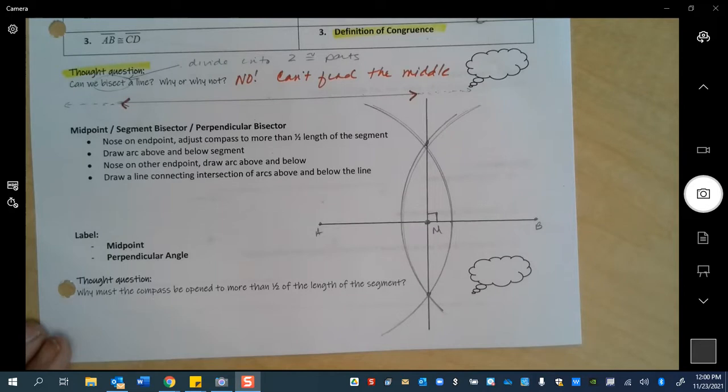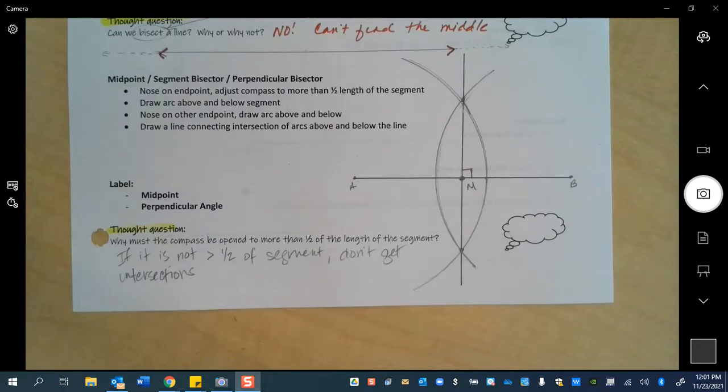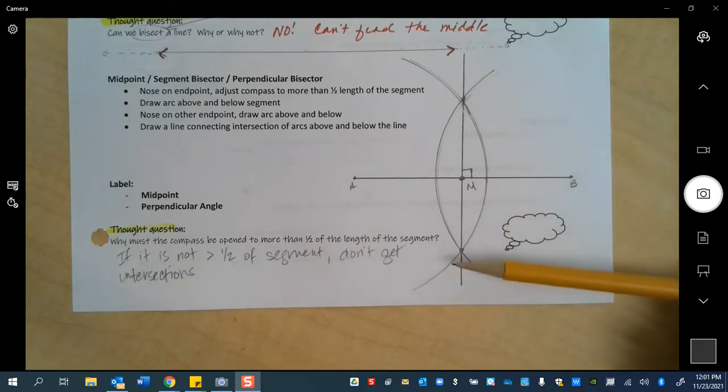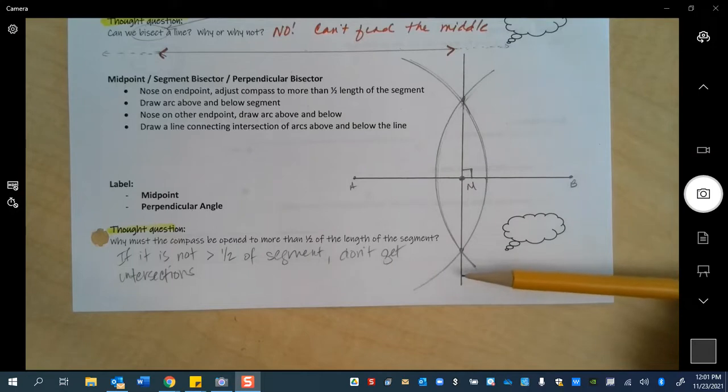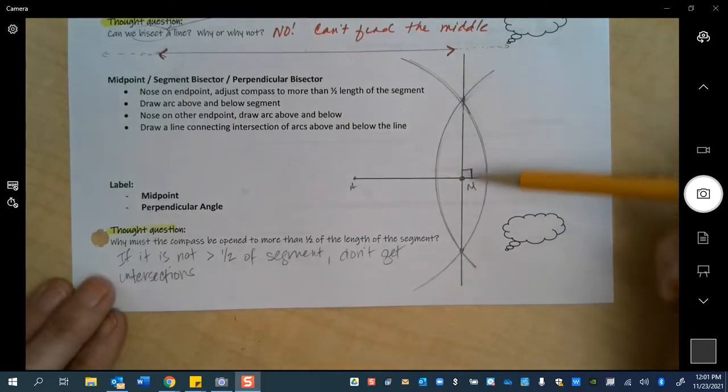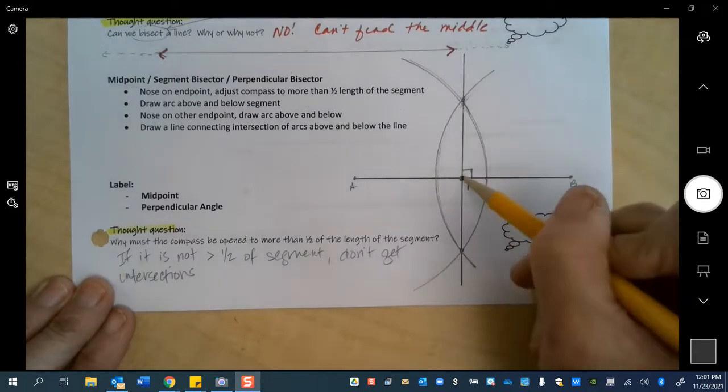All right, let's talk about this thought question. Why must the compass be opened to more than half of the length of the segment? On your mark, get set, talk. All right, so the conversation I heard is if it's not opened more than 1/2, then we don't get these intersection points above and below the line. We don't get these intersections above and below the line that are in line with this midpoint.